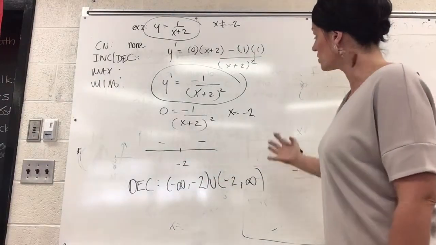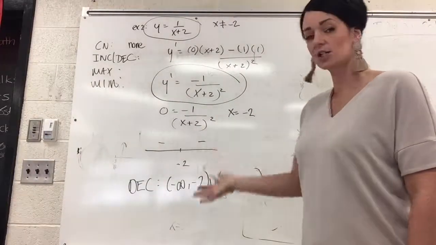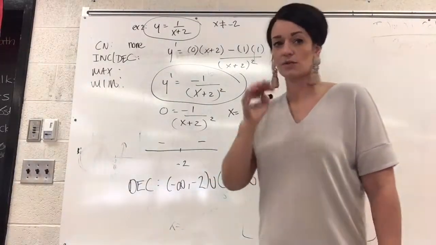So that's how we do a question when we have rational functions. We must include the asymptotes in the number line.